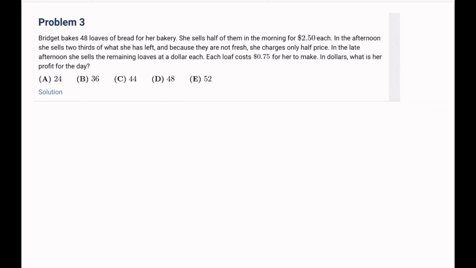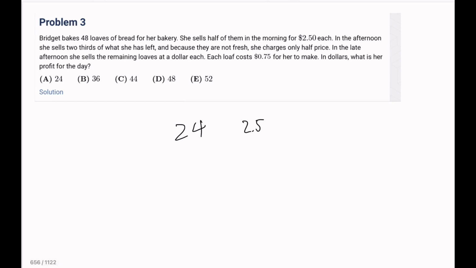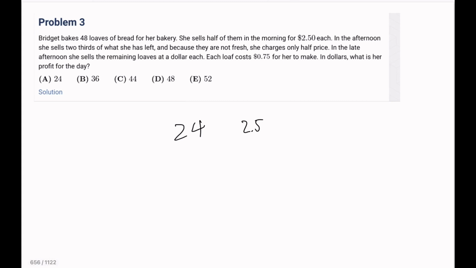Problem number 3. Bridget bakes 48 loaves of bread for her bakery. She sells half of them in the morning for $2.50 each. So she baked 48 and she sold half of them, so she sold 24, right? She sold 24 for $2.50 each. And in the afternoon, she sells 2/3 of what she has left. And because they are not fresh, she charges only half price.